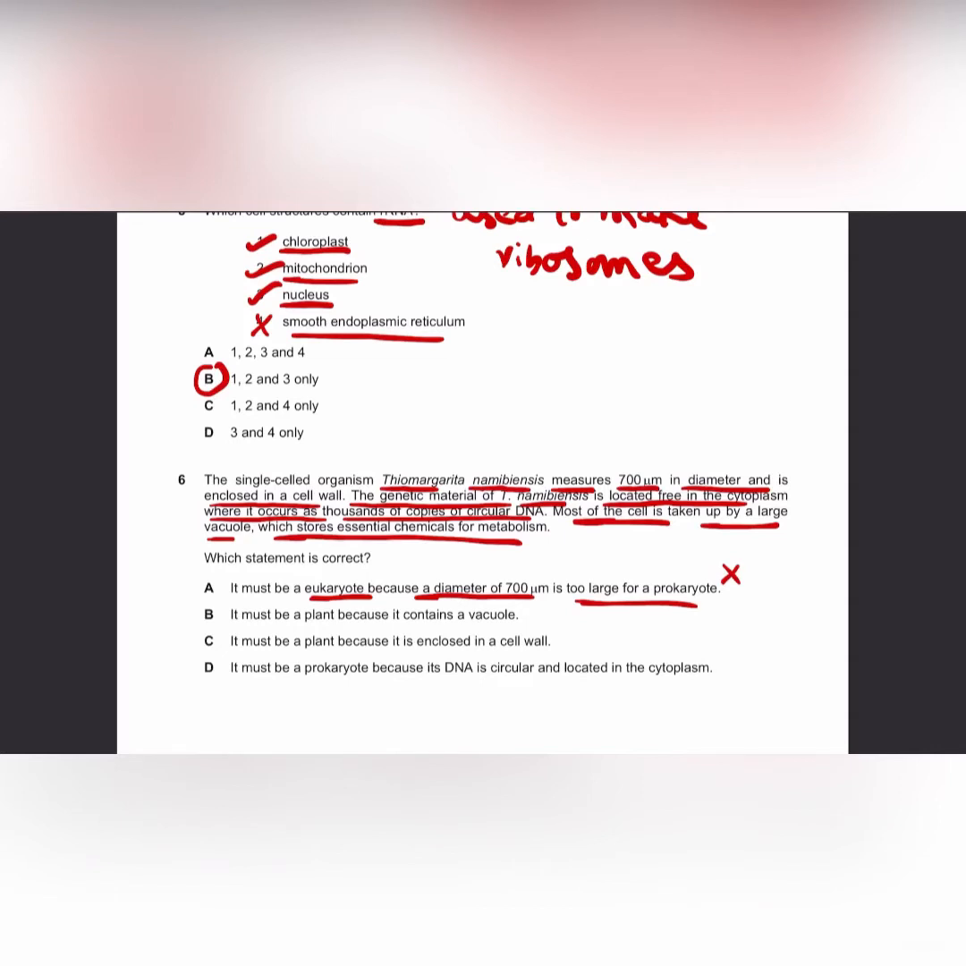It must be a plant because it contains a vacuole. This is not true. It's not necessary that only plant cells will contain a vacuole. Other cells can also have a vacuole. For example, the cells of the fungus, they also contain vacuoles. Even animal cells contain vacuoles. Those are temporary vacuoles, not the large central permanent vacuole, but other cells can also contain vacuole, right? So it's not necessary that if a cell contains a vacuole, it's a plant cell. It must be a plant because it is enclosed in a cell wall. It's not necessary that if a cell contains a cell wall, or if a cell is enclosed in a cell wall, it must be a plant cell.